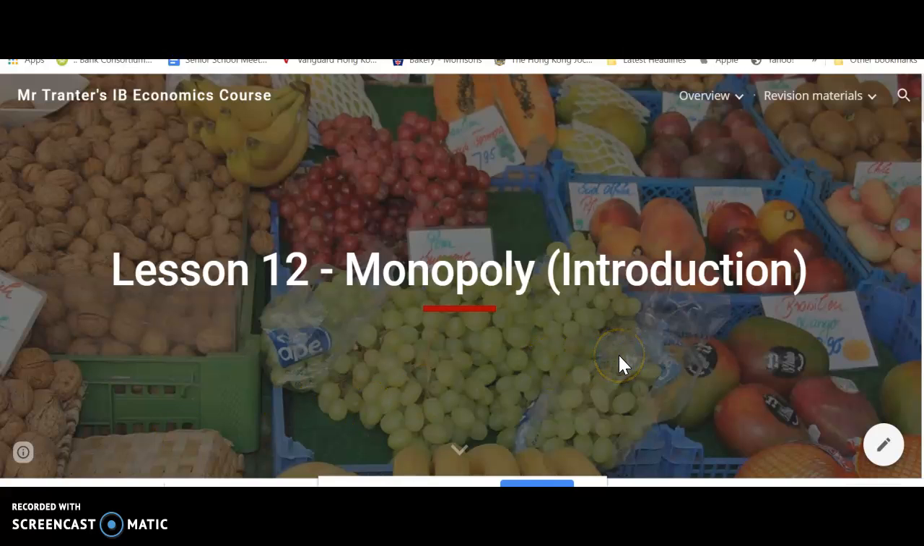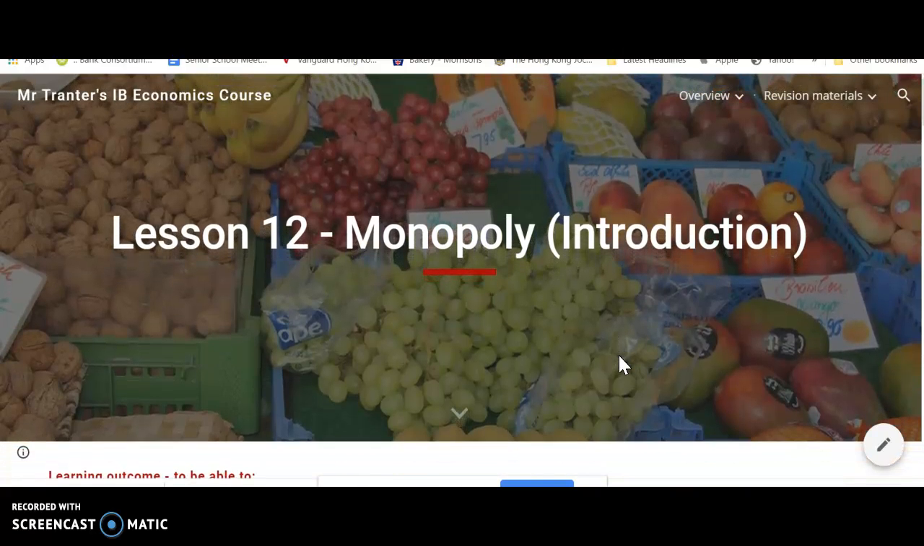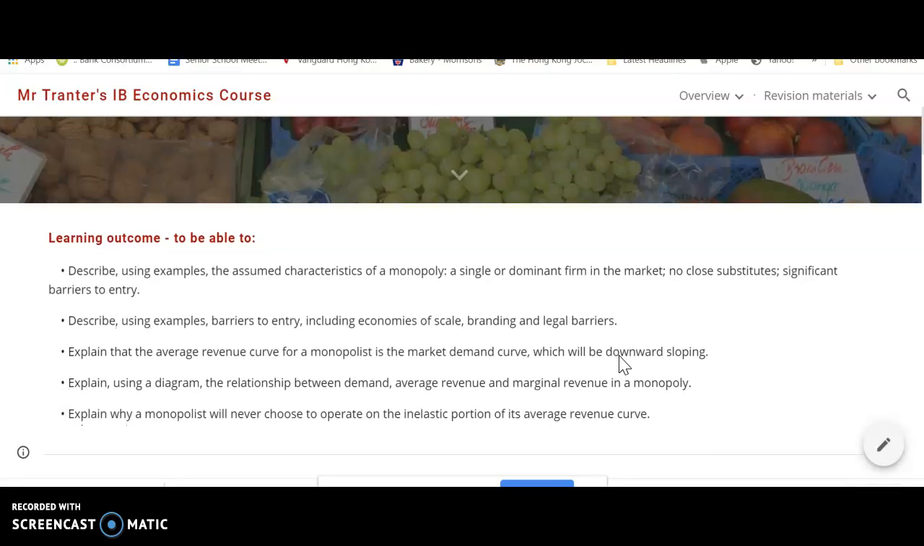Monopoly introduction, the second of the industry types that we're going to look at in terms of what you need to be able to know. Just like with perfect competition, you need to understand what the characteristics of a monopoly are. So basically, a single or dominant firm, no close substitute, significant barriers to entry. It is, in other words, the other extreme to perfect competition, the other end of the scale.